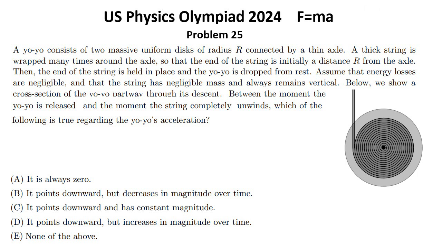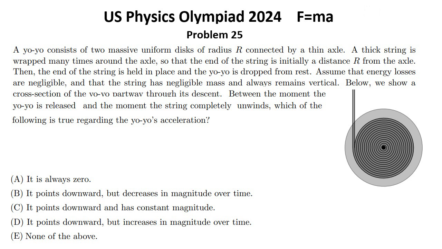Problem number 25. A yo-yo consists of two massive uniform discs of radius R connected by a thin axle. A thick string is wrapped many times around the axle, so that the end of the string is initially a distance R from the axle. Then, the end of the string is held in place and the yo-yo is dropped from rest.